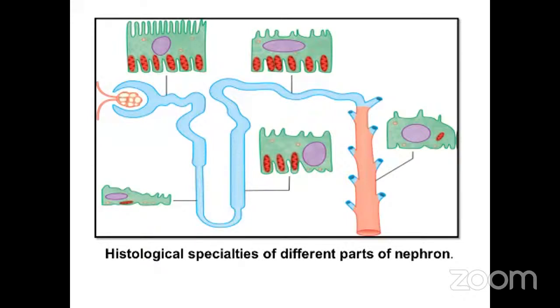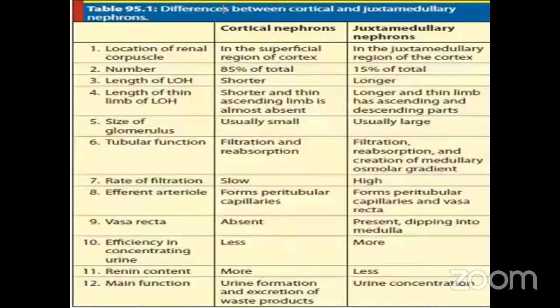the proximal and distal convoluted tubule. And in the collecting duct, there are also flat cells with fewer mitochondria. This is the histological picture of the different parts of the nephron, which is important for the absorption of water and other substances.